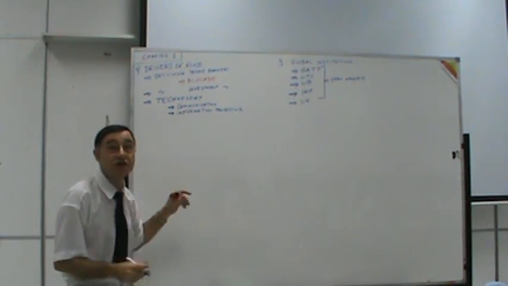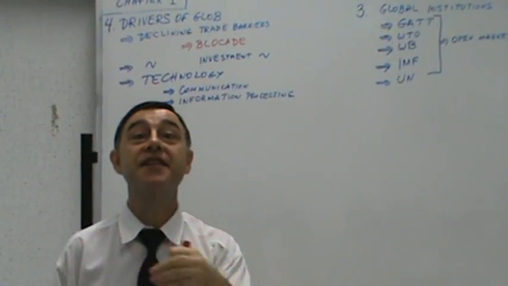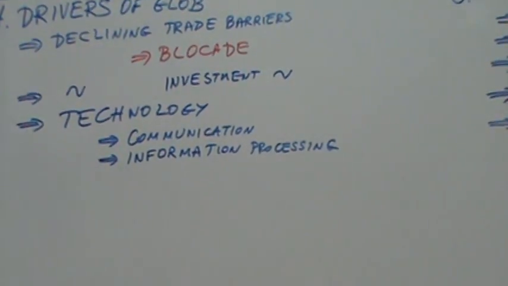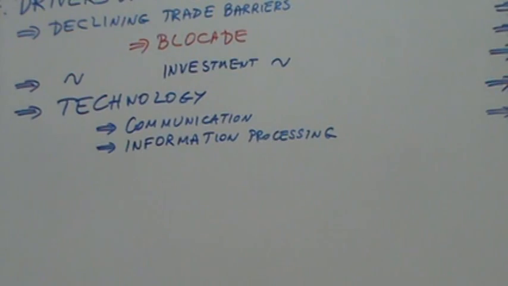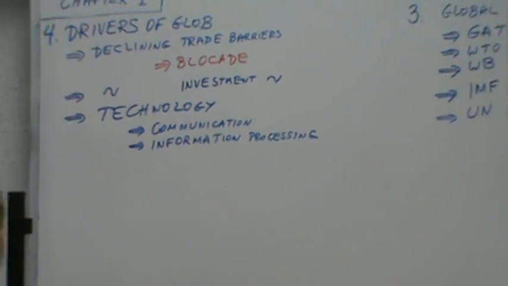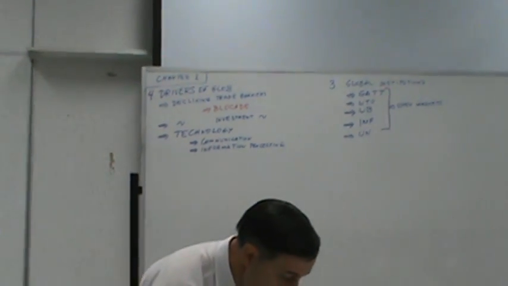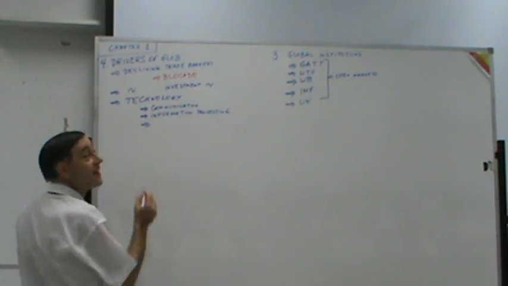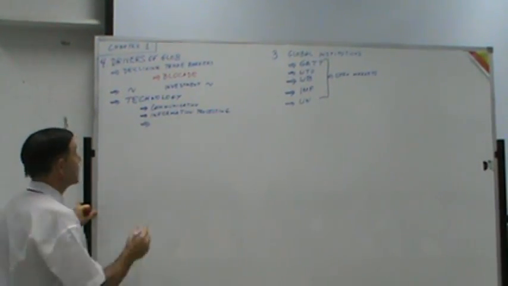So communication means fast data transfer. This one would mean fast processing of the data. As the data comes in, you can process it very quickly. And let's see what's number one. Oh, sorry, number three is transportation.